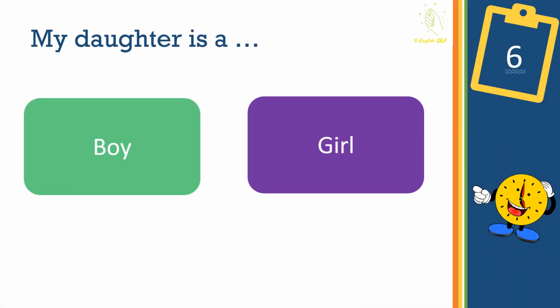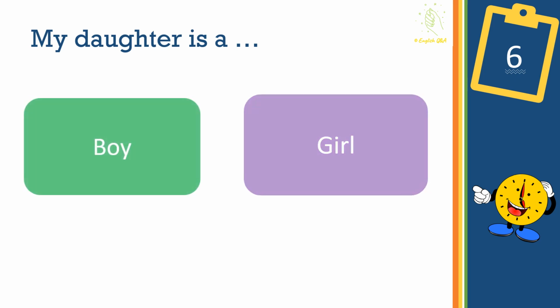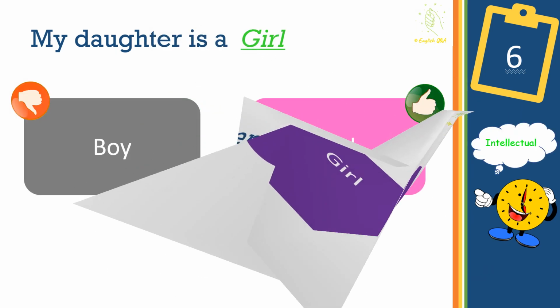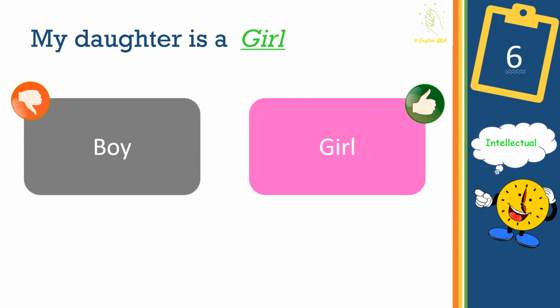Question 6. My daughter is a dash. Here are the options. Boy, girl. Correct option is girl. My daughter is a girl.